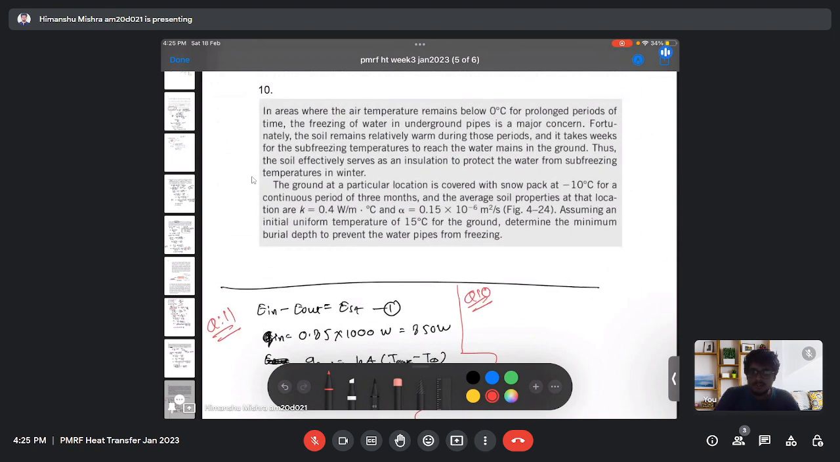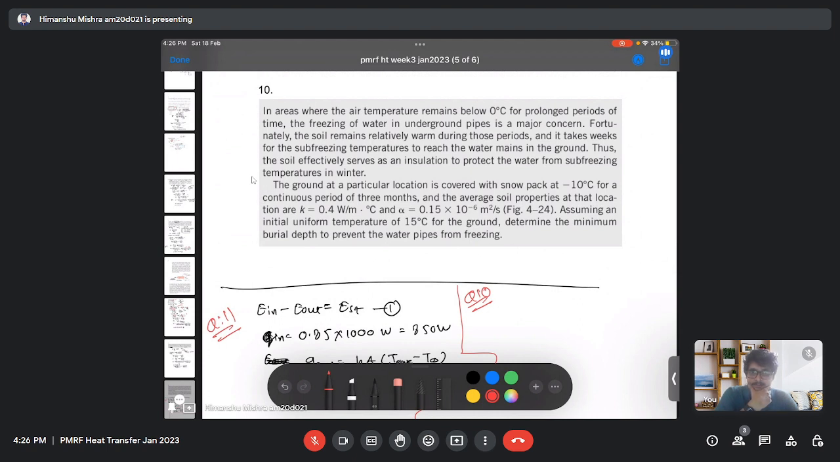So in the areas where the air temperature remains below 0 degrees Celsius for a prolonged period of time, the freezing of water in underground pipes is a major concern. Fortunately, the soil remains relatively warm during those periods, and it takes weeks for the sub-freezing temperature to reach the water mains in the ground. Thus, the soil effectively serves as an insulation to protect water from sub-freezing temperature in winter.